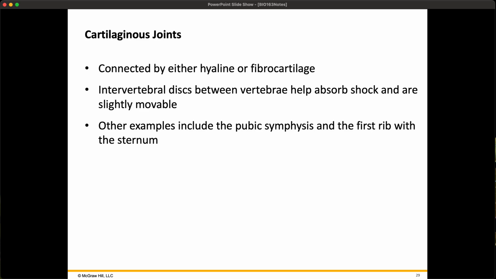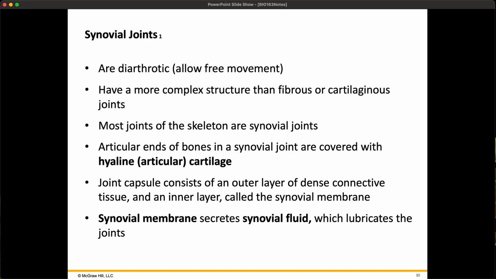And we don't really classify their movements in these cartilaginous joints. As we'll see in our synovial joints, we actually have names for joint movements. In cartilaginous joints, we don't really name those movements. So synovial joints. These are diarthrotic, so they're freely moving joints. They have a much more complex structure than the other ones. It's not just connective tissue holding them together. There is a whole capsule that we're going to look at.